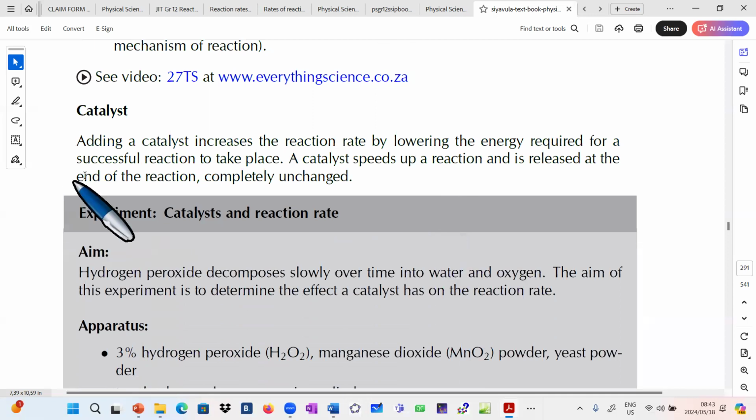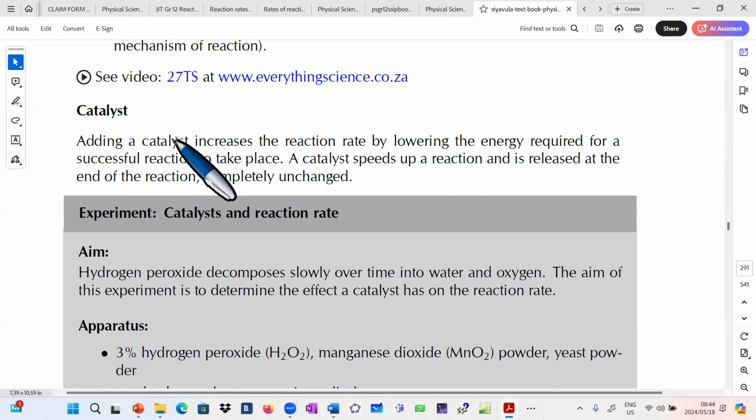Adding a catalyst increases the reaction rate by lowering the energy required for a successful reaction to take place. A catalyst speeds up a reaction and is released at the end of the reaction completely unchanged. A catalyst itself is not a reactant.